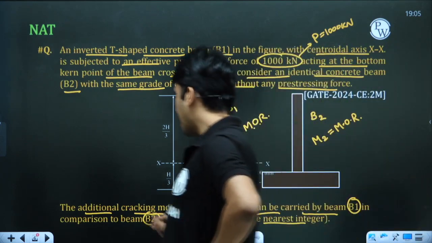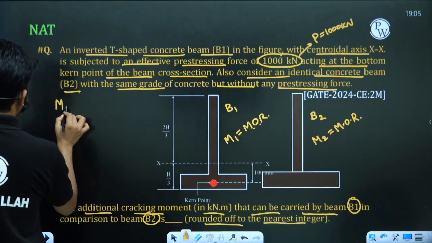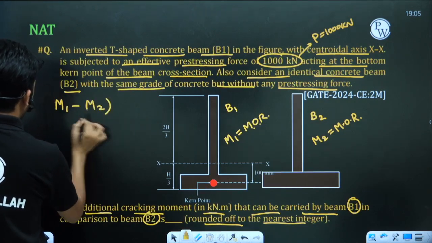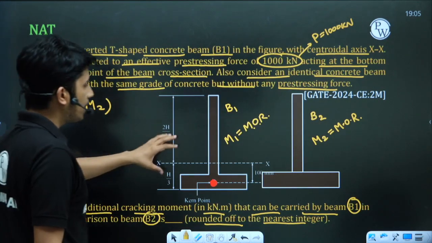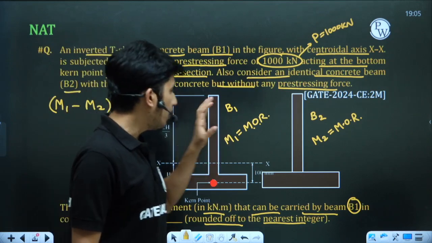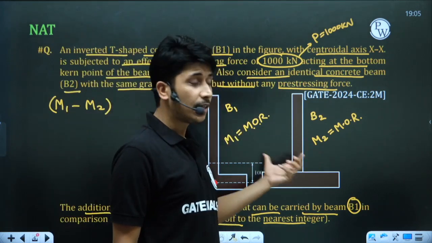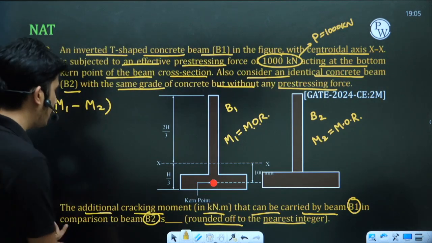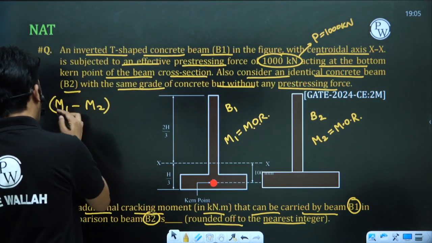So you are being asked the value of M1 minus M2. This question is asking the difference between these two moments: the moment of resistance of the beam with pre-stressing and the moment of resistance of the beam without pre-stressing. So how to proceed? How will we go ahead? How will we solve this question?